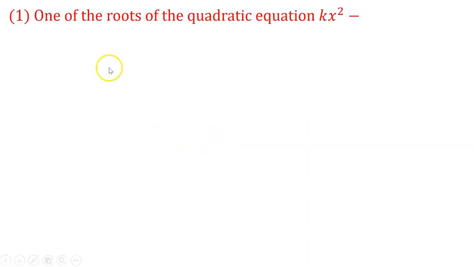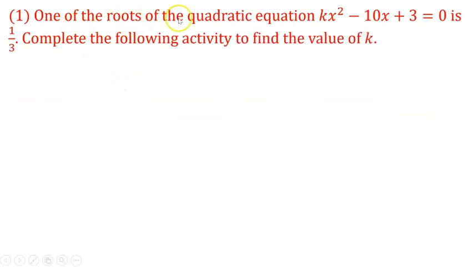Now next, complete any one of the following activity. 2 marks. First, one of the roots of the quadratic equation kx square minus 10x plus 3 is equals to 0 is 1 by 3. Complete the following activity to find the value of k.